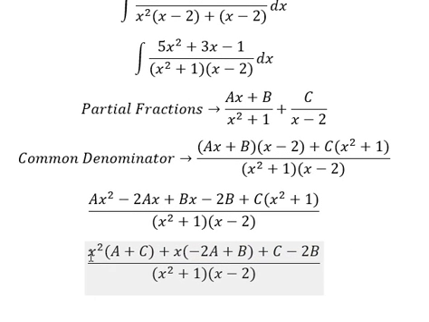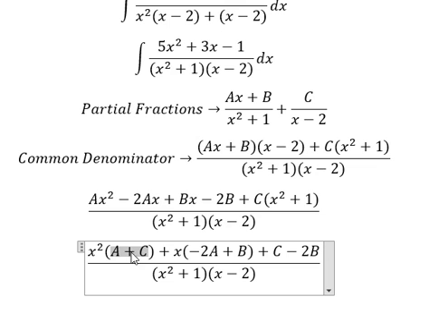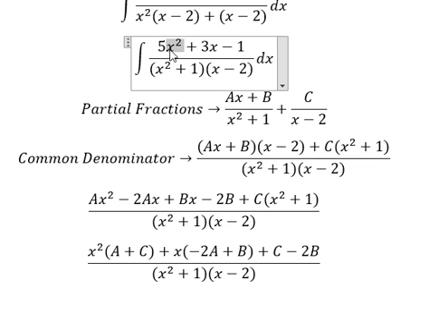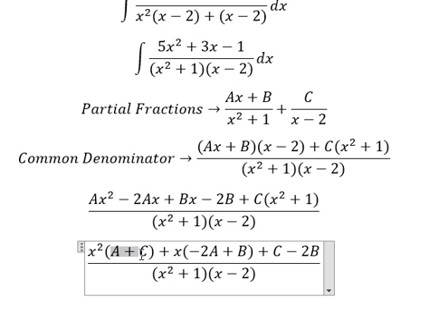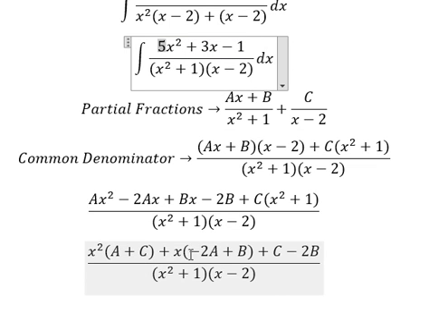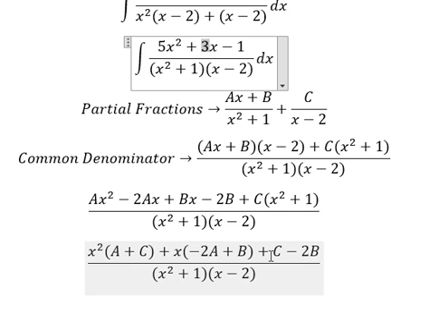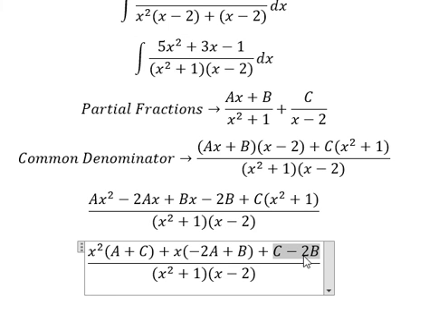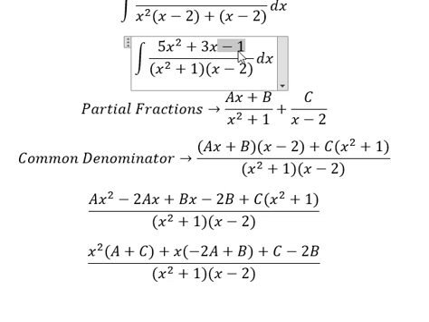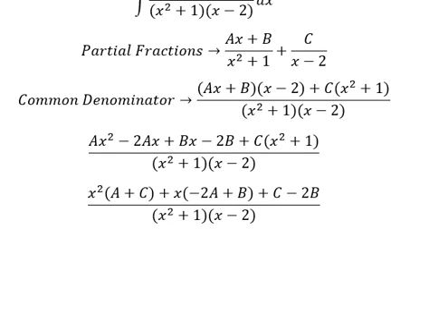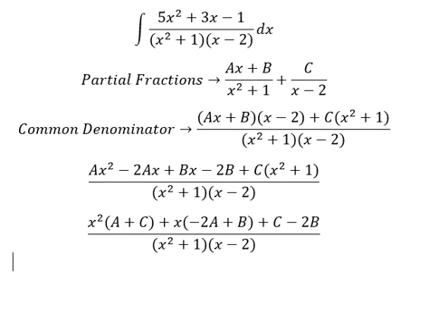And now, we need to compare coefficients here. So, for s squared, we have A plus C, and A plus C equals 5. For s, we have negative 2A plus B equals 3. For the last one, that is the number, this should equal negative 1. And now we create the system of equations.